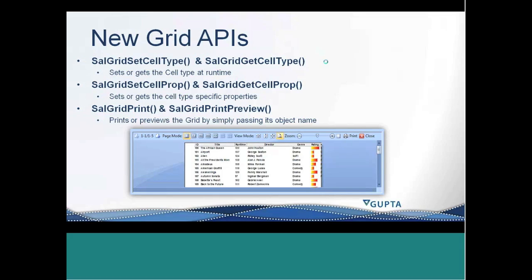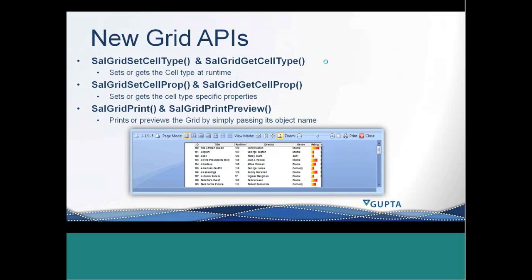So how do I play with these properties? How do I get information about my cell type and set the properties for each specific cell type? Well, we've introduced in Team Developer 5.1 some grid APIs. All the grid APIs begin with SalGrid. You'll see during this presentation that there are some SalTable APIs that can also be used with the grid, so bringing both together. But whenever you see a SalGrid API, it can only be used with the grid. It's not backwards compatible with the table windows.